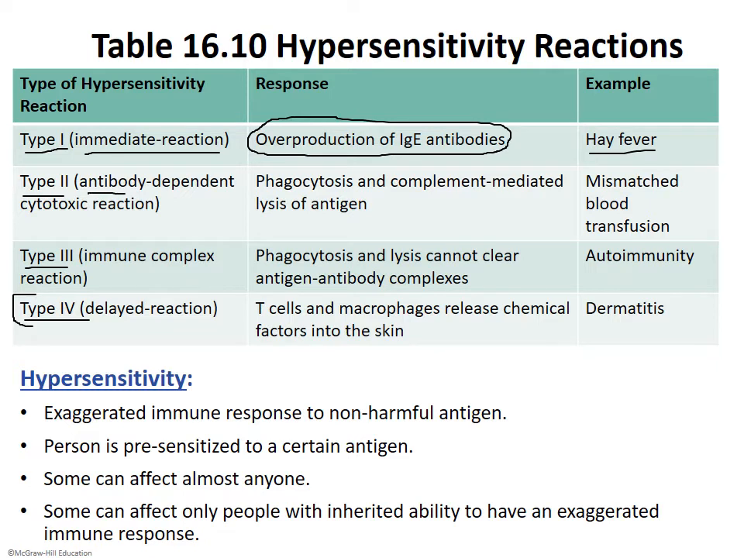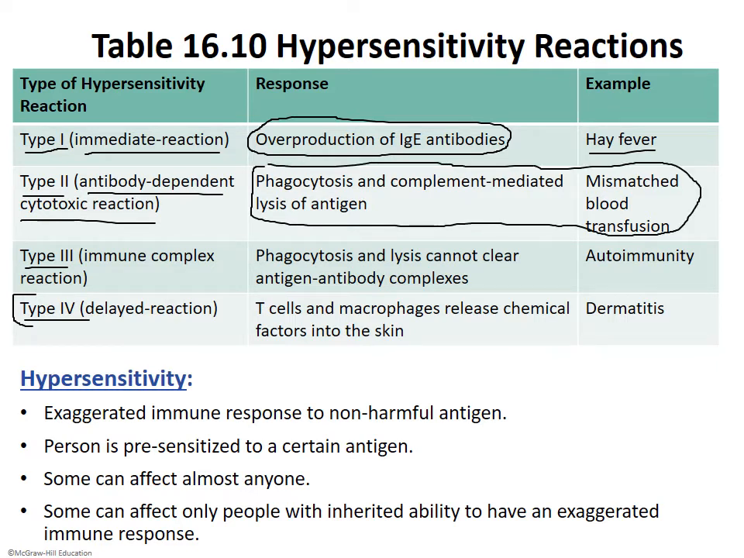Type 2 are antibody-dependent cytotoxic reactions. All right. This is what we talk about with a blood transfusion. I should have circled this part. This is all about the blood transfusion. So I want you to remember that. The antigen is going to be attacked, and there's going to be a lot of things that go on with agglutination and phagocytosis. So type 2 is a mismatched blood transfusion.